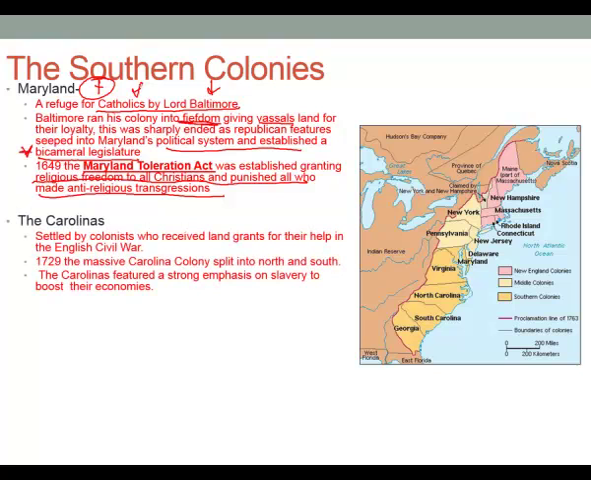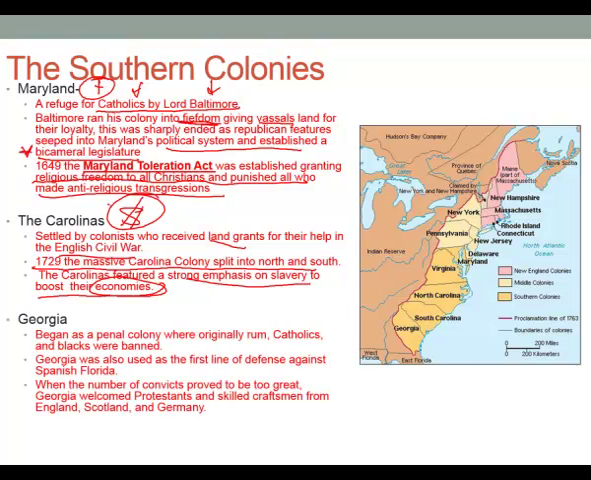The Carolinas. Colonists received land grants for their help in the English Civil War. Roundheads and Cavaliers. 1729, massive Carolina colony split into North and South. Strong emphasis on slavery to boost their economies. Economic. Cash crops specifically. We're not concerned with the fur trade to the south. We're concerned with cash crops. What's that? Tobacco and indigo. What's indigo? Indigo is a crop that's primarily used to make dyes, which is where you get the color from.